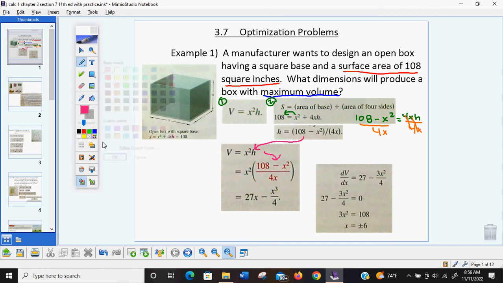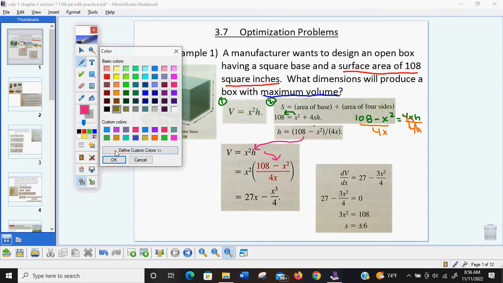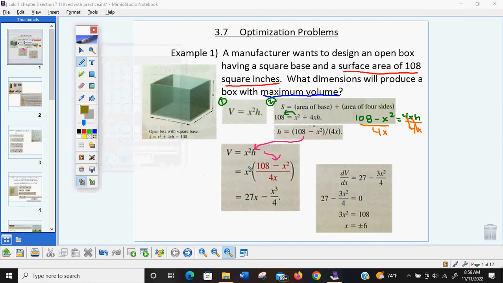Let me get a different color so you can follow. I skipped a few steps, so let's fill them in. We're going to distribute the X squared here, so we're going to put it here and here. And I'm going to have 108 X squared minus X to the 4th, when I do X squared times X squared, over 4X.